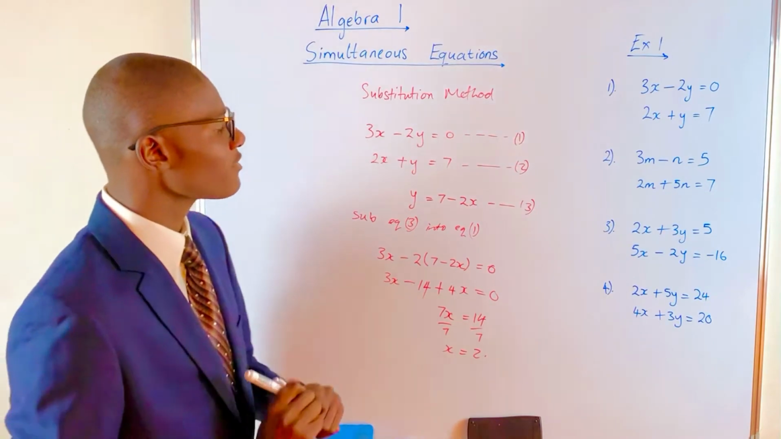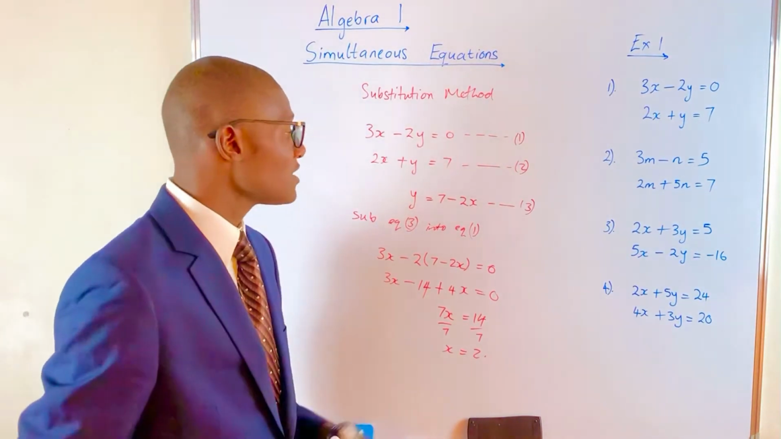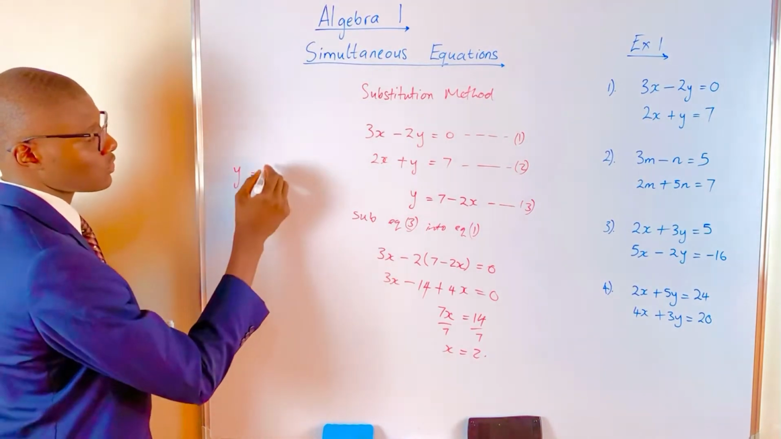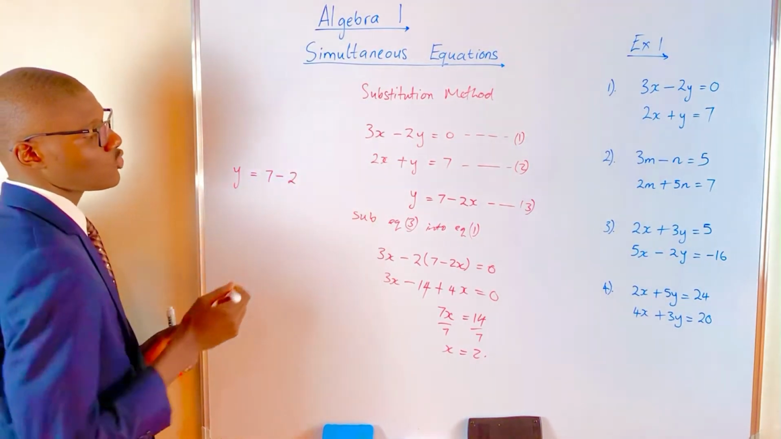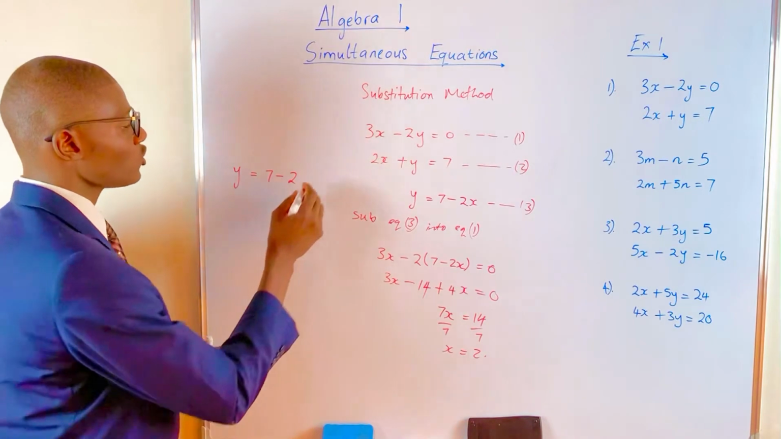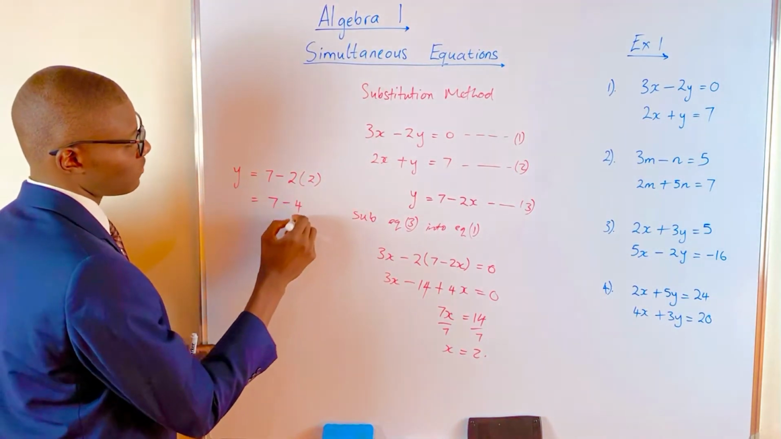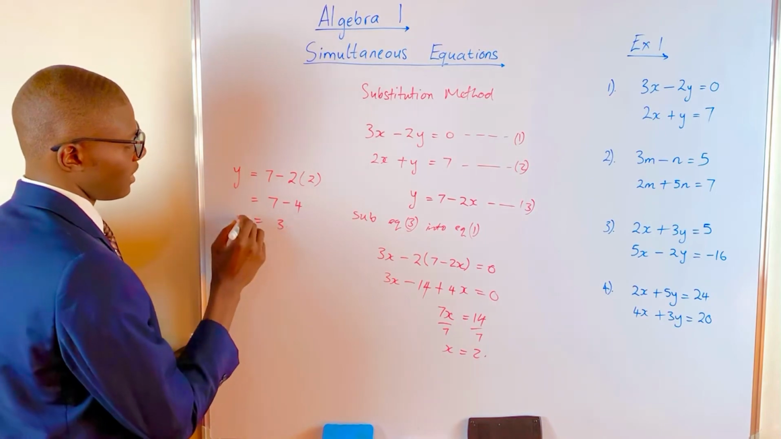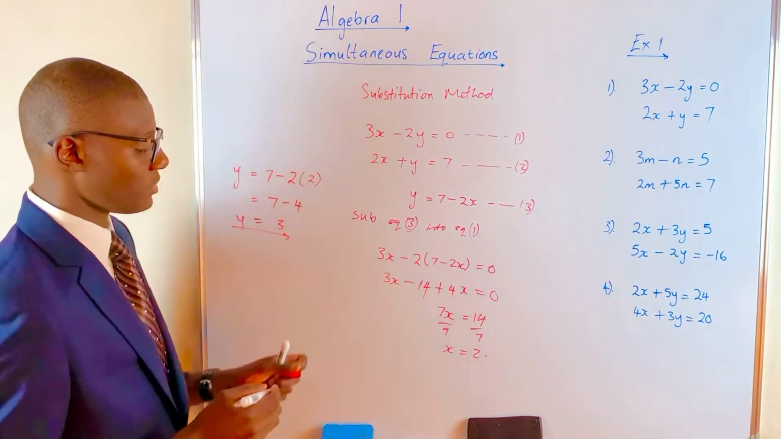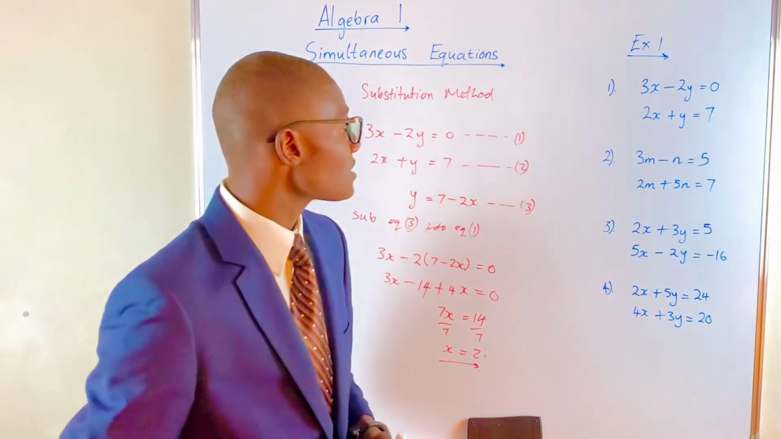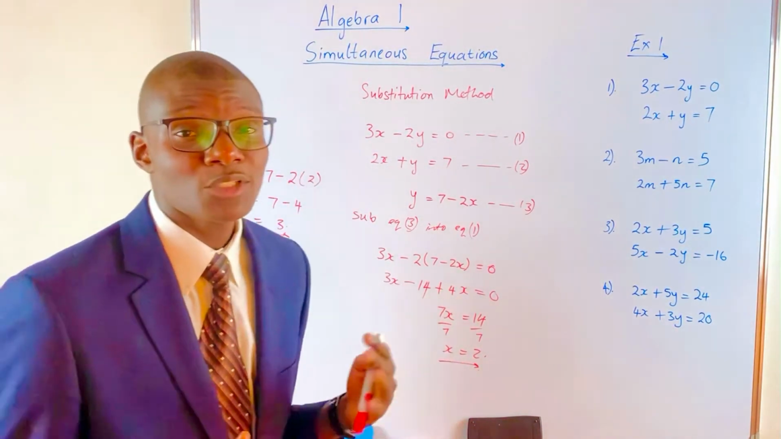Now to find the value of y, we shall use equation 3, whereby y is equal to 7 minus 2x, x being 2, so in place of x we're now putting 2. This will be 7 minus 4, which will give us a 3. So the value of y would be 3 when the value of x is equal to 2. So this is how we apply the substitution method.